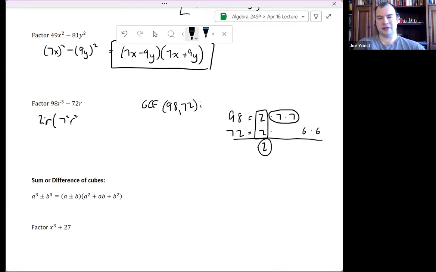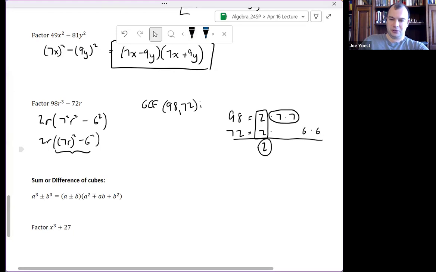And I'm left with two factors of r, minus the r comes out, and 72 is 36 squared, or 6 squared. Now I see that this is 2r times 7r all squared minus 6 squared. I recognize that after I factor that greatest common factor out, I do see a difference of two squares pattern.